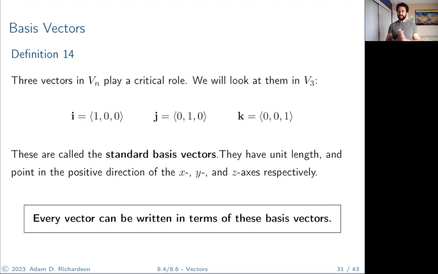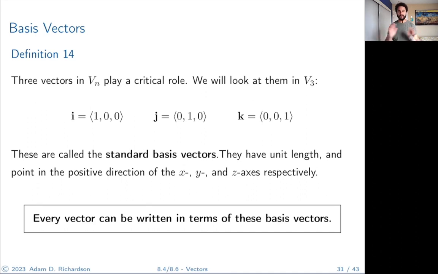Okay, now that we've talked about vectors in generality, we've talked about them geometrically, we've talked about them algebraically, we've talked about them in n-dimensional space, we've connected them to coordinate systems in n-dimensional space. Now we're going to talk about some very, very important vectors. These are called basis vectors. These vectors are absolutely critical, and you're going to see them a lot in linear algebra as well.